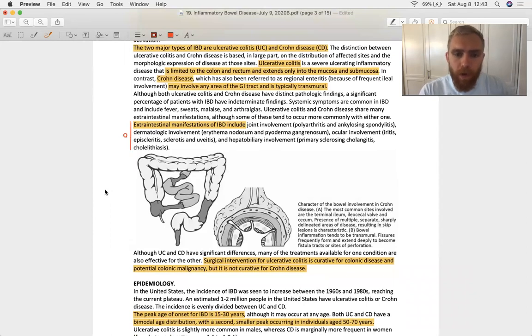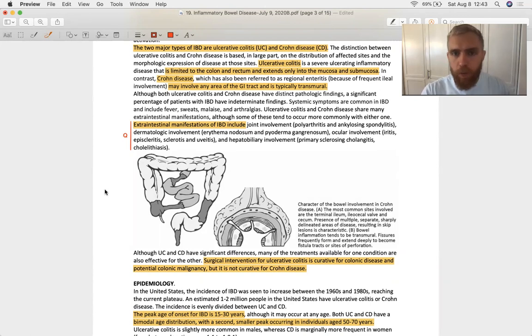Now, ulcerative colitis characteristically is limited to the colon and the rectum. That's big. Crohn's disease, you might see that in the colon, you might see it in the rectum, but you're usually going to see it in the small intestine as well. And so if the small bowel is involved, you've got Crohn's disease on your hands. You don't have UC.